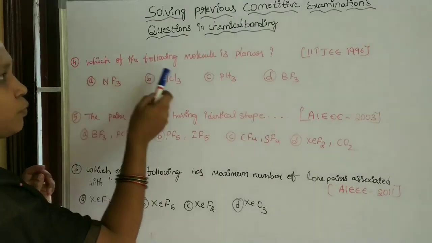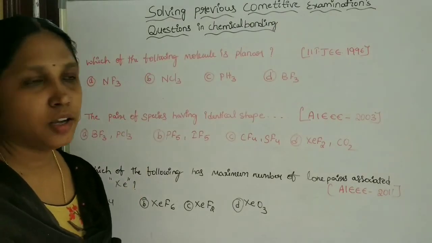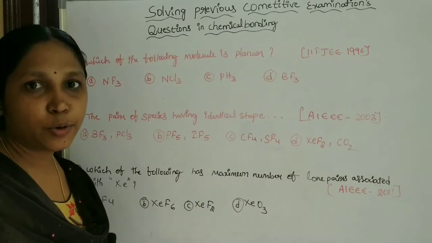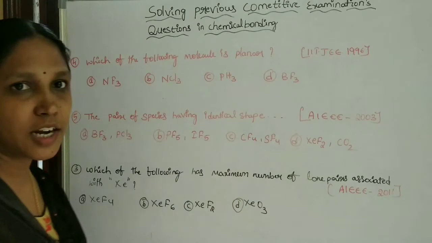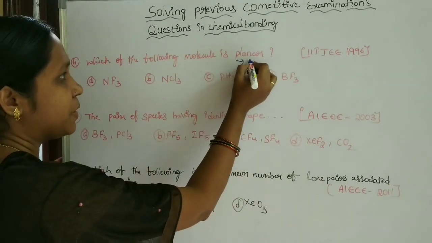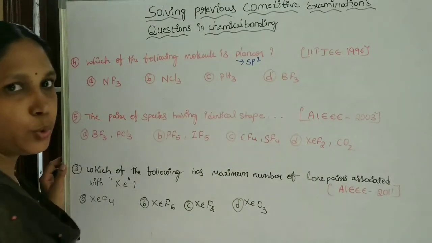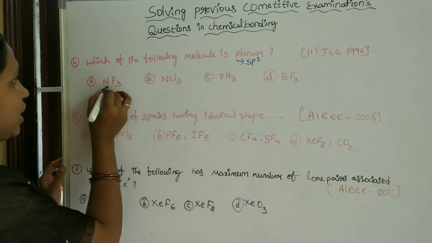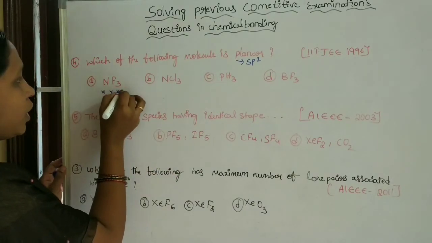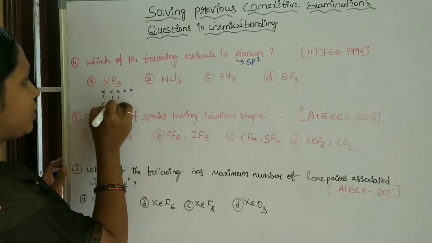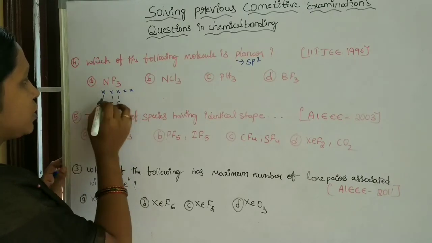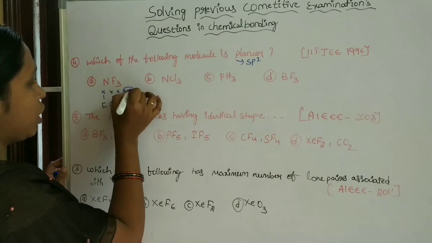Next one: which of the following molecules is planar? Planar means trigonal planar. It was asked in IIT JEE 1996. Trigonal planar means the hybridization is sp2. See here NF3. Nitrogen is in the fifth A group, so it has 5 single electrons. Each fluorine combines with 1 electron, so it forms 3 bonded pairs and 1 lone pair.